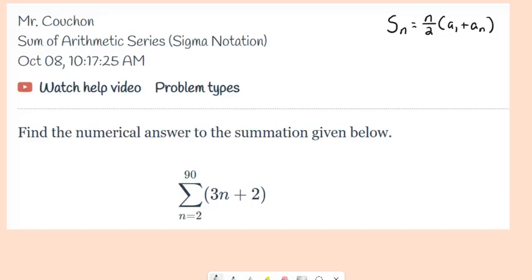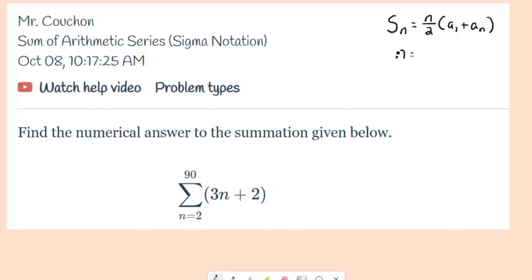Now we're going to look at finding the sum of an arithmetic series, but using sigma notation. This can get a little trickier, so we just have to keep in mind what our first term is going to be, what the last term is going to be. Let's first get the number of terms in this series.